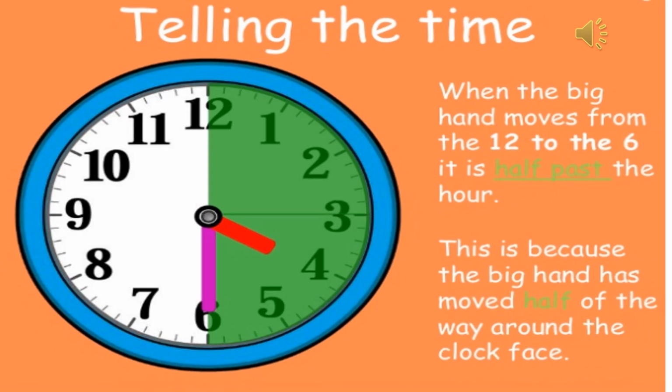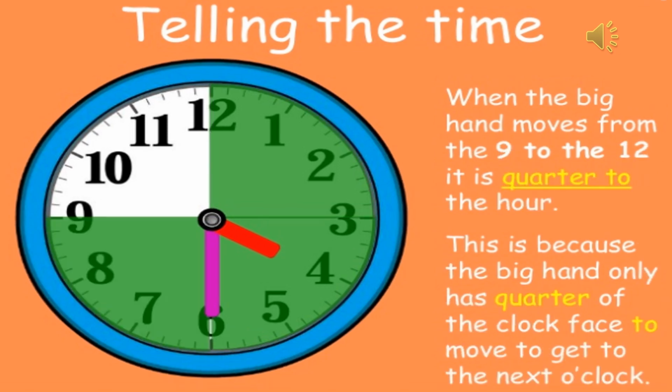Now, when we go on the next slide, we can see that the green shaded part has moved from 12 to 6. Now, when the big hand moves from the 12 to the 6, it is half past the hour. This is because the big hand has moved half of the way around the clock face. Now, when we go on the next slide, the green shaded part has moved from the number 12 to number 9. Now, when the big hand moves from 9 to 12, it is quarter to the hour.